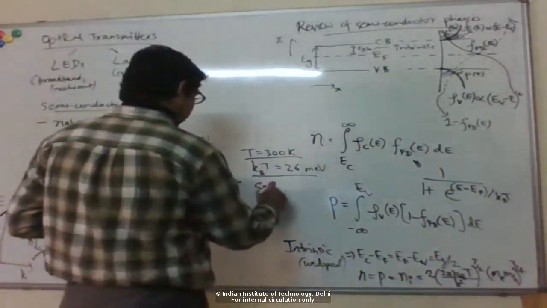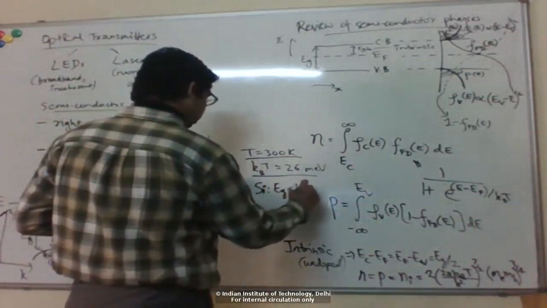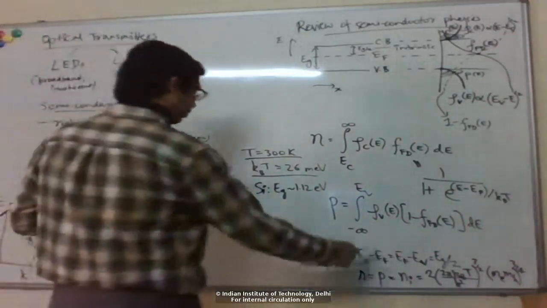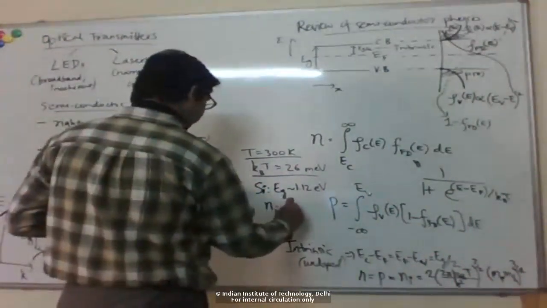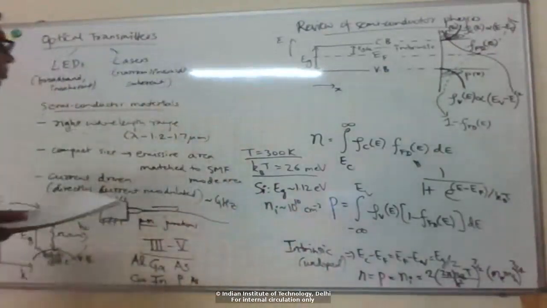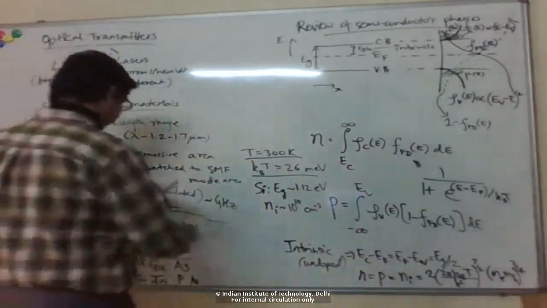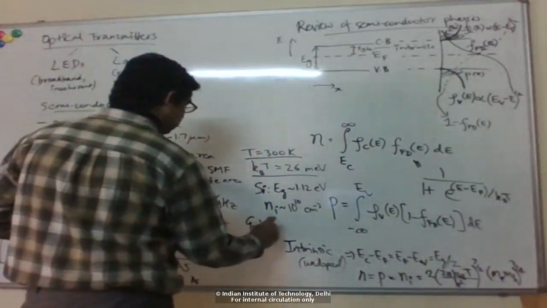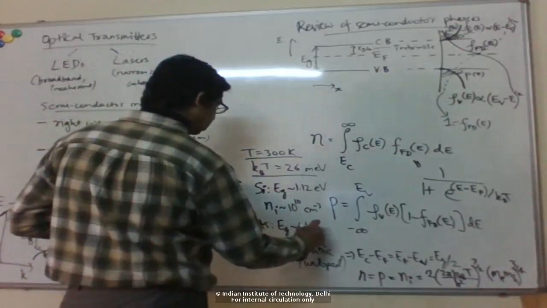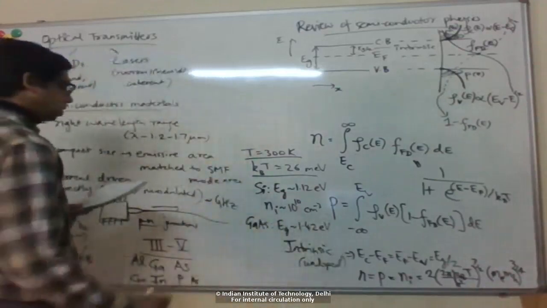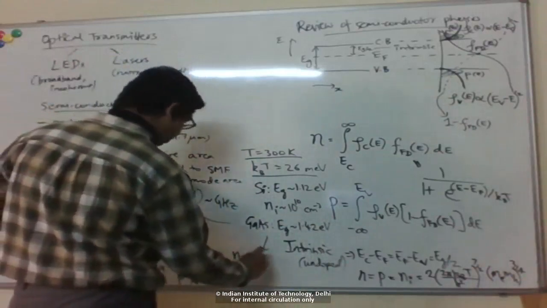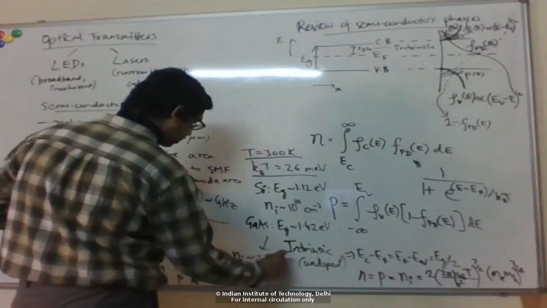So for example, if we take silicon, the band gap is about 1.12 electron volt. If you calculate from here, the intrinsic concentration comes out to be about 10 to the 10 per centimeter cube. If we take a 3-5 material like gallium arsenide, the band gap is 1.42 electron volt, and to calculate the intrinsic concentration, that comes out to be in the 10 to the 6 range.